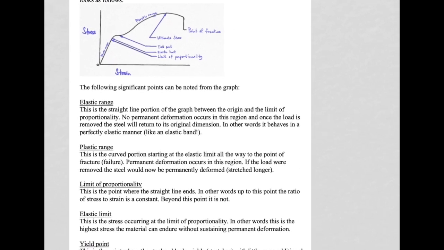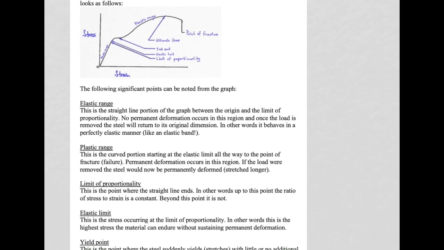Elastic limit. Now this is a stress value, and it's the one that occurs at the limit of proportionality. So in other words, it is the stress that happened when your graph was at that point called the limit of proportionality. In other words, this is the highest stress the material can endure without sustaining permanent deformation.